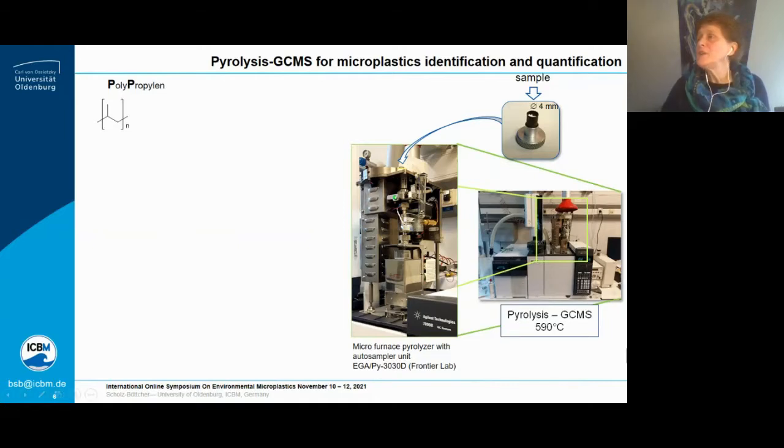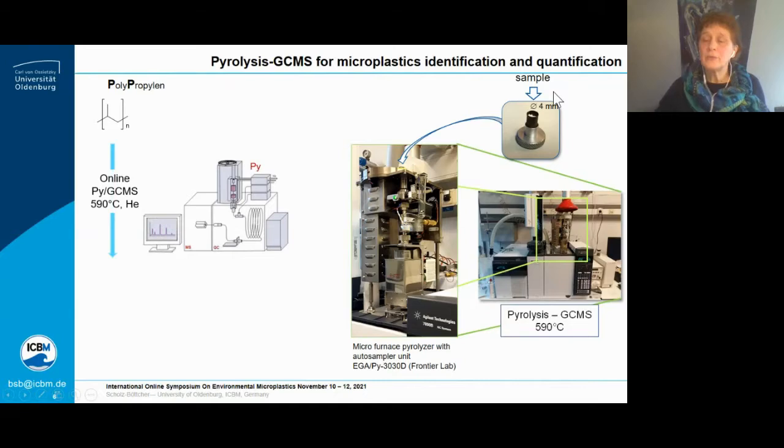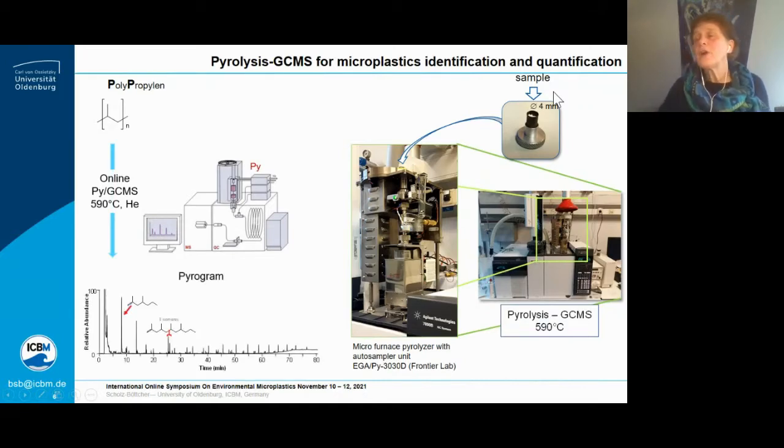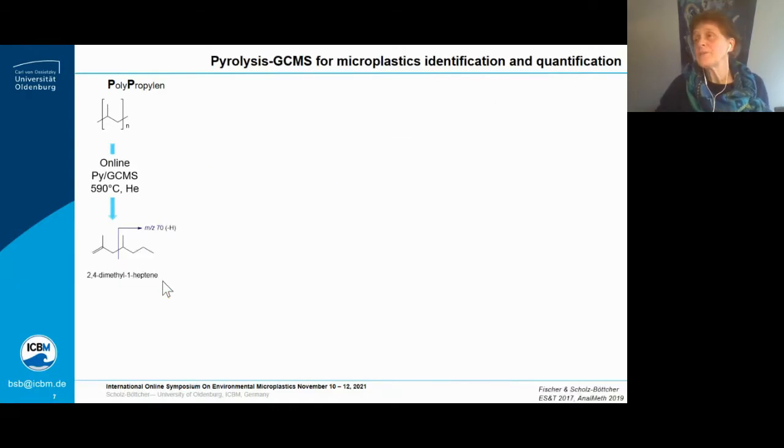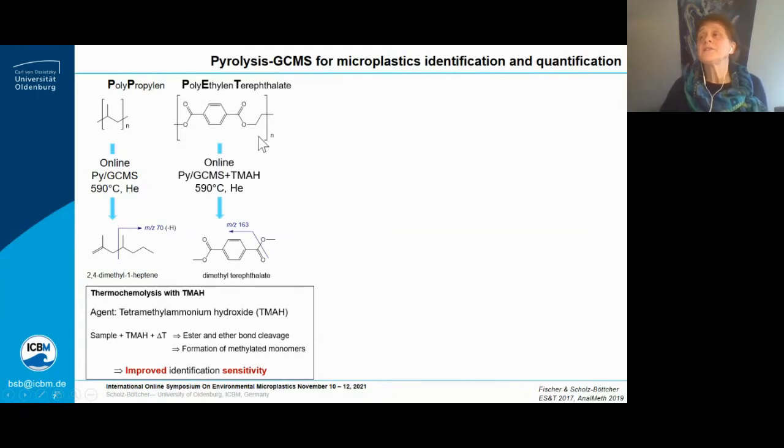An example is polyethylene. Here you see the equipment. We are using a micro-furnace pyrolyzer and just a single stage nominal resolution mass spectrometer. The sample is put in the pyrolysis cup, and from polypropylene we receive the pyrogram, and we get a lot of decomposition products, where 2 of those are quite indicative and used for identification. And we can change that to another polymer, here polyethylene terephthalate, which can be analyzed in different ways.